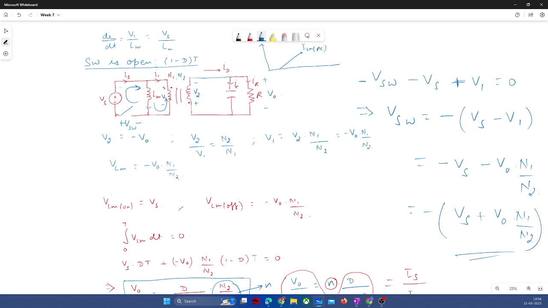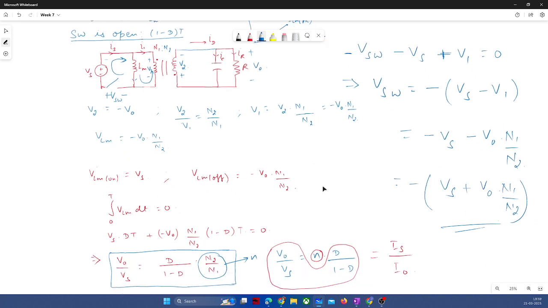So here V1 was positive. If we apply KVL, minus V switch minus Vs, that is the supply voltage, plus V1, and V1 is equal to minus V0 into N1 by N2. Again, it will be minus. So both get added and we end up with Vs plus V0 into N1 by N2, and that is in the negative. So that much capability it should have to block the voltage. Any doubt? So it is 39 volt.